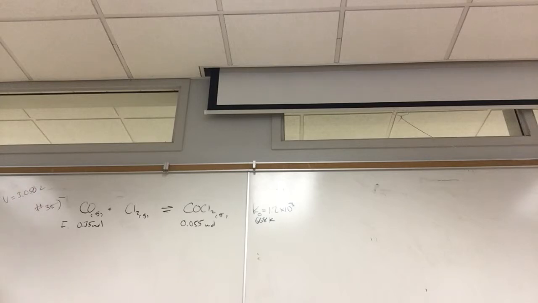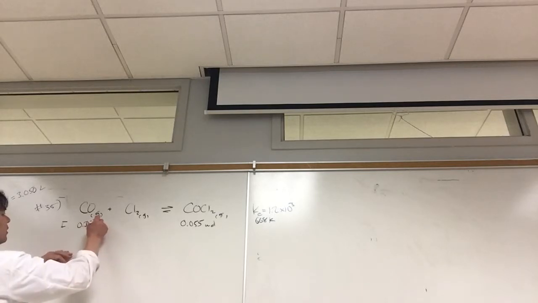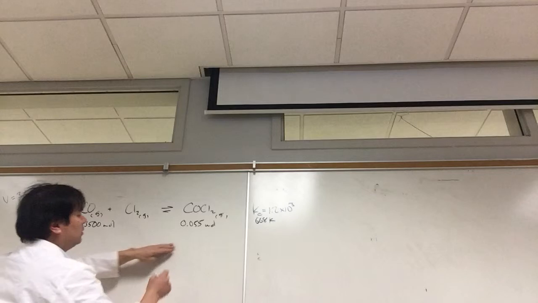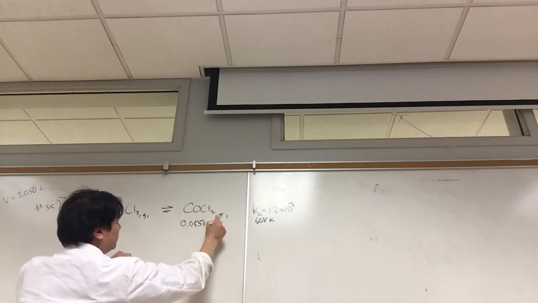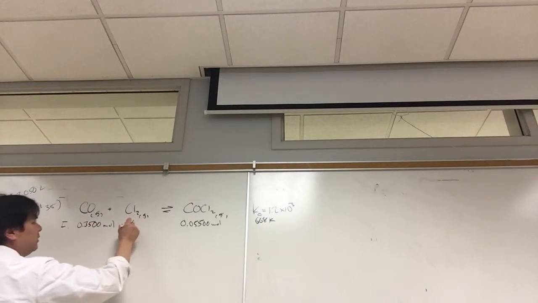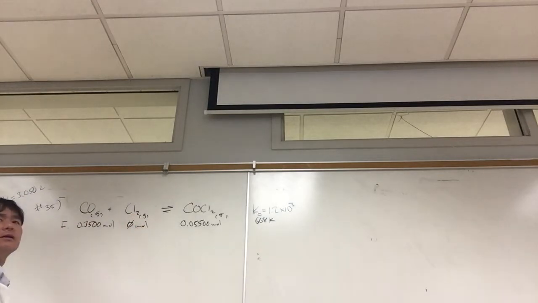How come they give us 4 sig figs here and then 2 here? Oh, because it's 3,500. And the same with the other one, 5,500. And then the chlorine, since they don't tell us the chlorine, it's going to be 0. There's no chlorine there to start with.